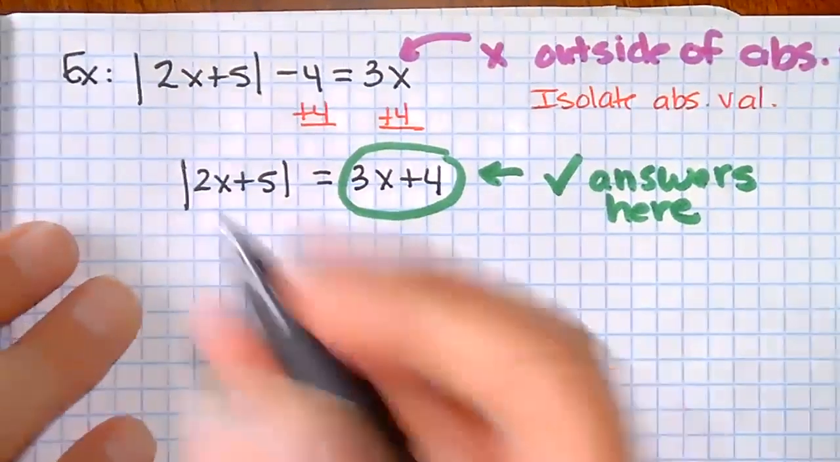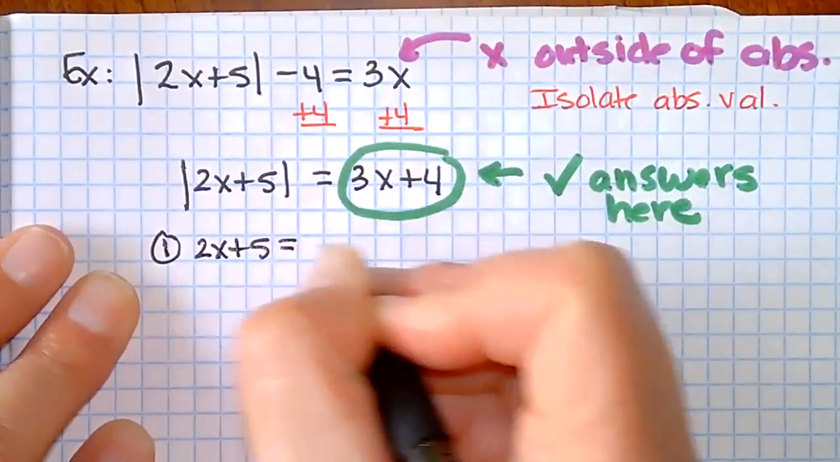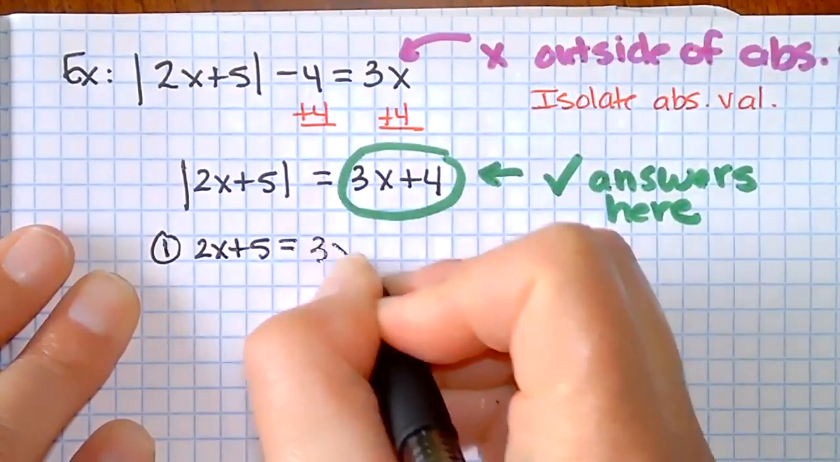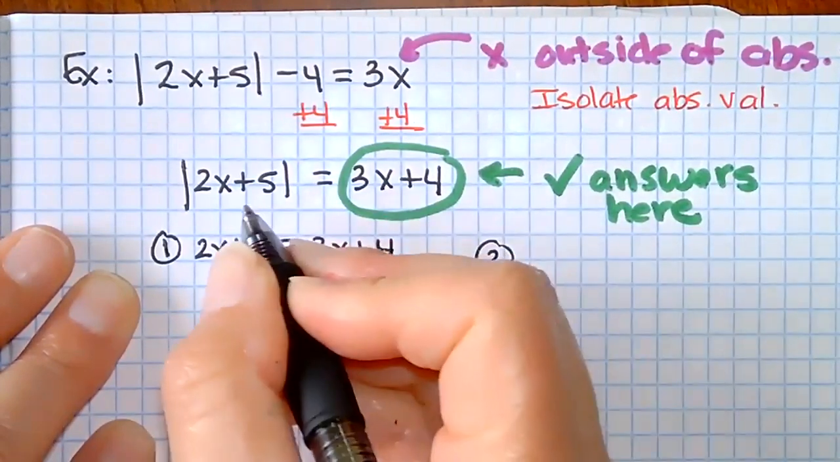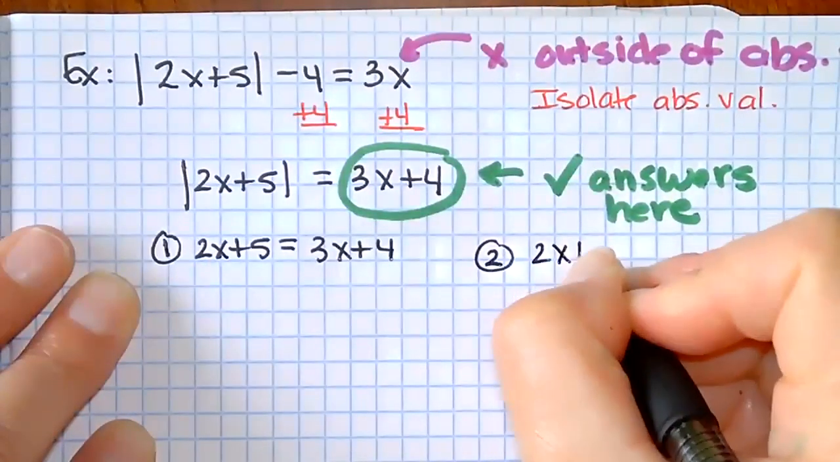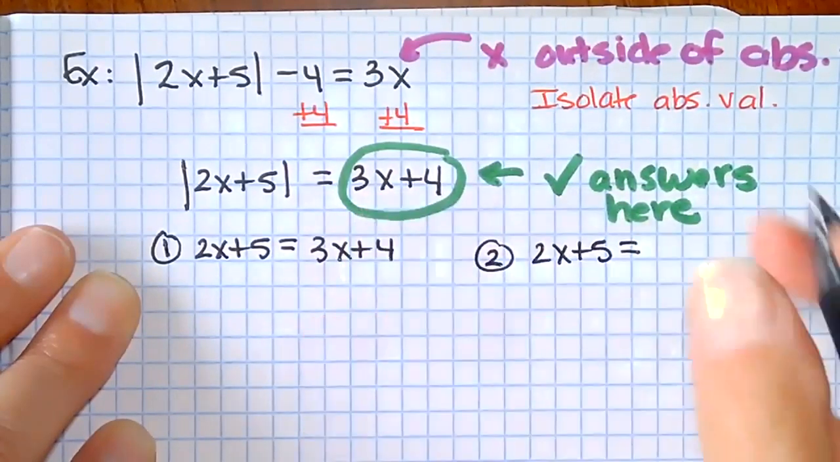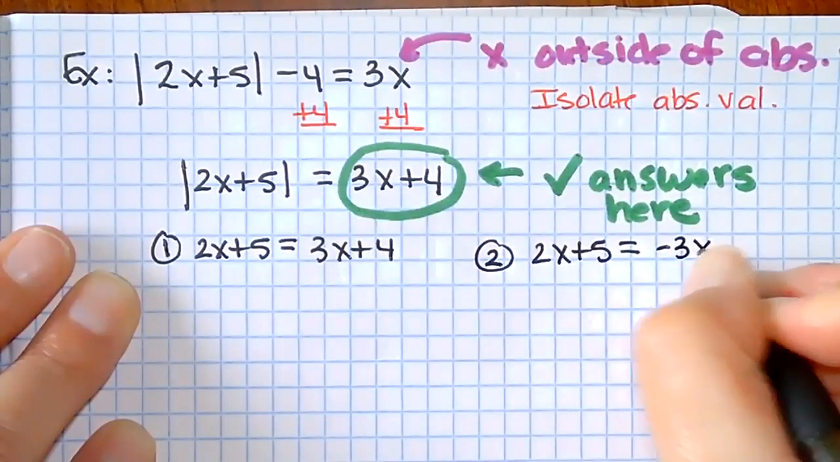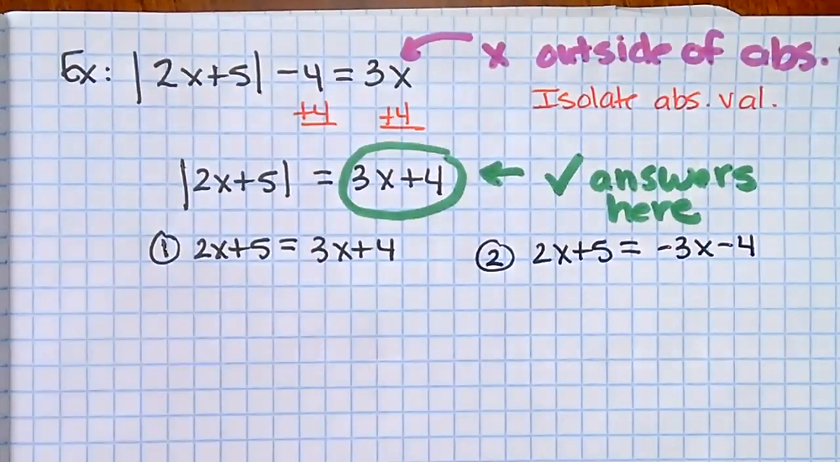Okay, so now I'm going to write my two equations. 2x plus 5 equals, and I'm going to take this, 3x plus 4. My second equation, again, I'm going to take my 2x plus 5, but this time it's going to equal the opposite of this, which means I'm going to make everything opposite. It's going to be a negative 3x minus 4. And I'm going to solve these.